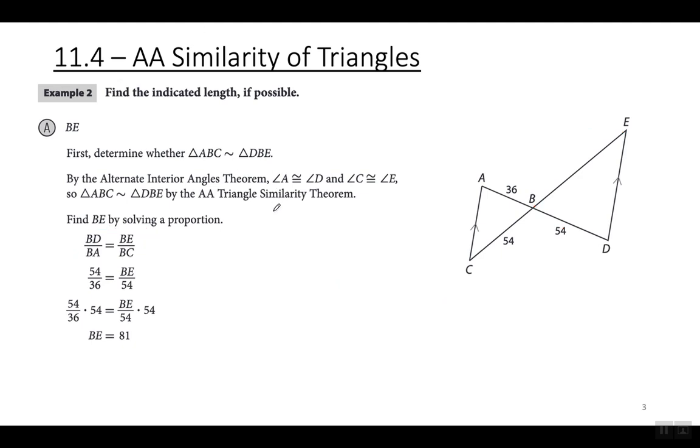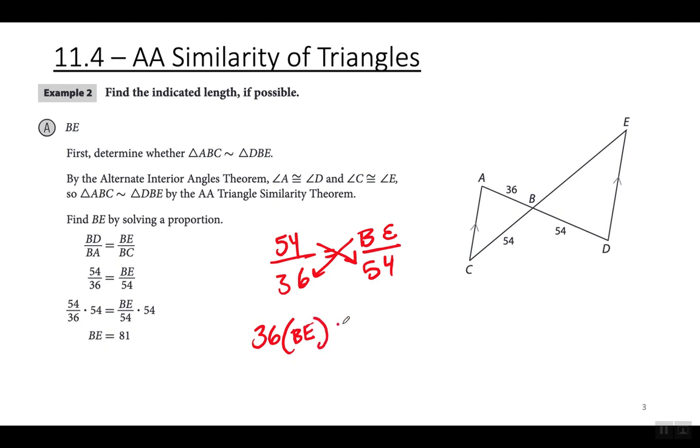Let me just erase all this. On second thought, I'm going to use BE just to keep it the same. All right, my way is to just cross multiply 54 times 54 and 36 times BE. So this will be 36 times BE equals 54 times 54, which equals 2,916. So BE is going to equal 2,916 divided by 36. So BE equals 81.